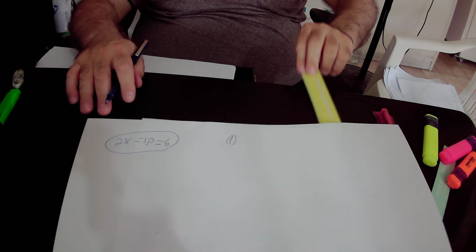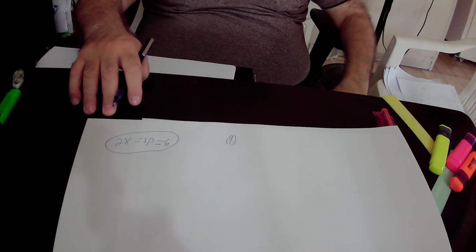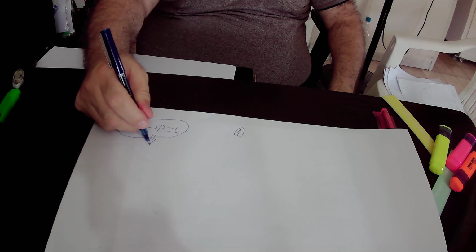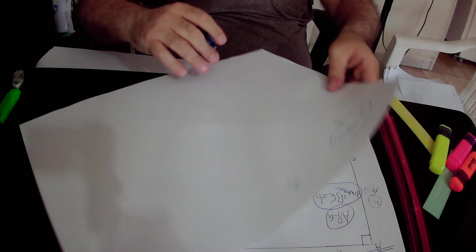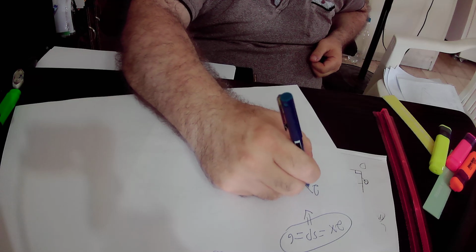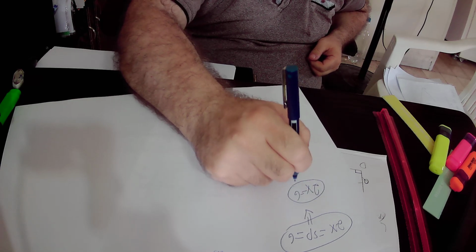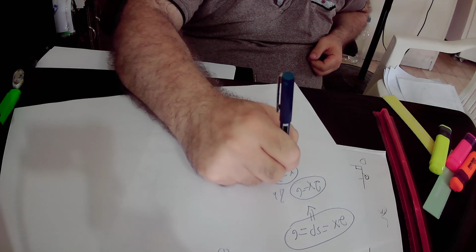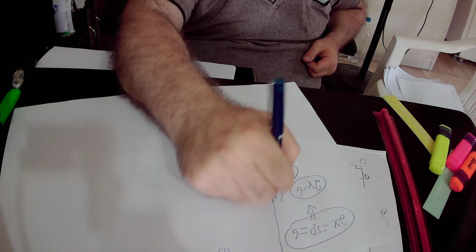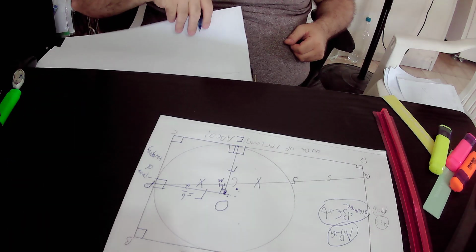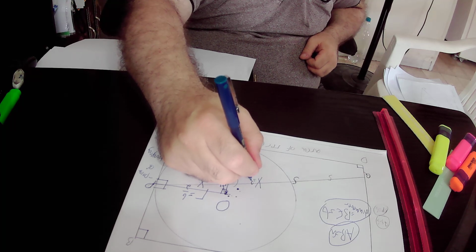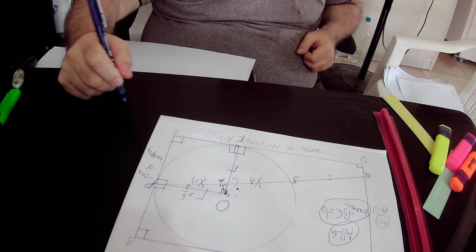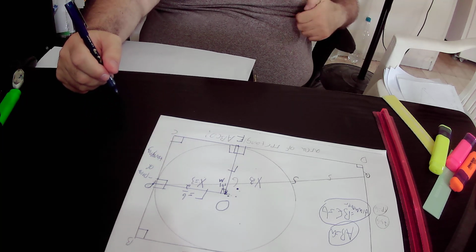And from this equation, we derive that 2x equals 6. We divide this equation by 2 and we get that x equals 3. Here also x equals 3. X is actually MP. And MP equals 3 units.